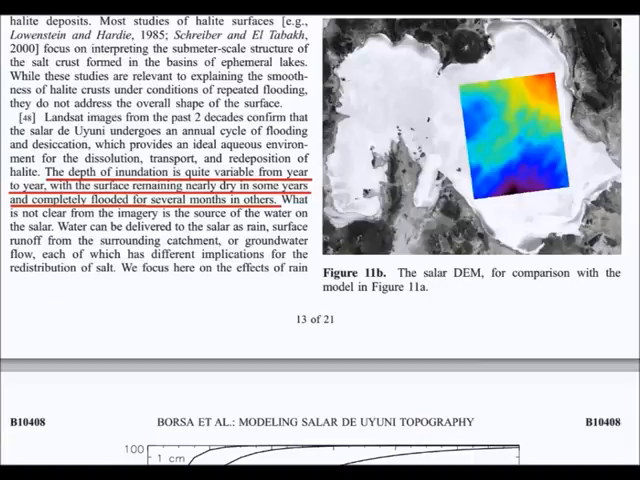People who have been to the salar talk about it. It seems to be universally discussed that the salar will be completely covered in some years, and often for many months at a time. Here's the Journal of Geophysical Research, that same article we were talking about earlier. Scroll down a number of pages. It says here, the depth of inundation is quite variable from year to year, with the surface remaining nearly dry in some years and completely flooded for several months in others. Okay, so they're not saying puddles here and there, they're saying completely flooded.